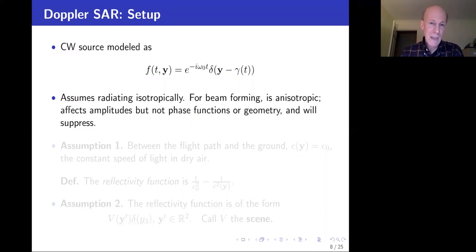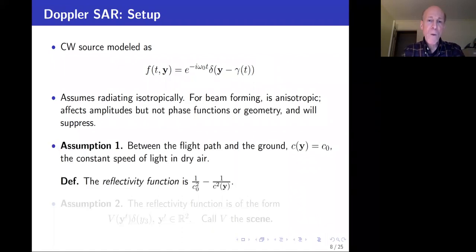So we're going to make several assumptions. Assumption number one is, as I said, we'll assume that between the flight path and the ground, until you get right down to the features that you want to image, the speed of propagation is simply the speed of light in dry air. So just a tiny bit less than it is in a vacuum. I guess in situations with very high humidity, then in fact, C of y can be noticeably less, but we're just going to assume this for simplicity.